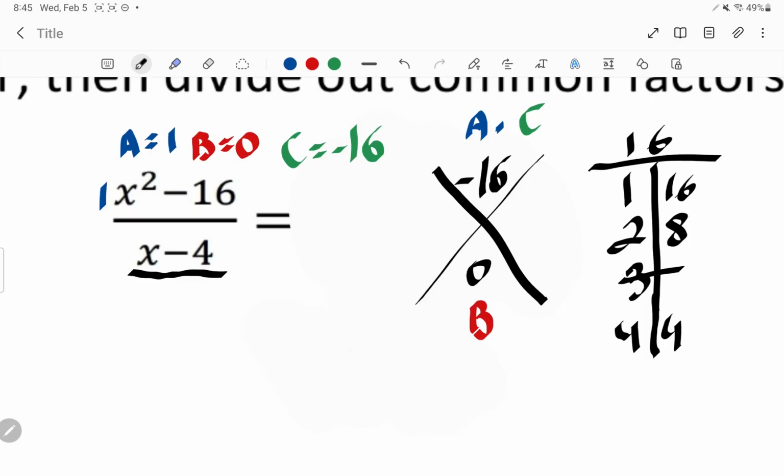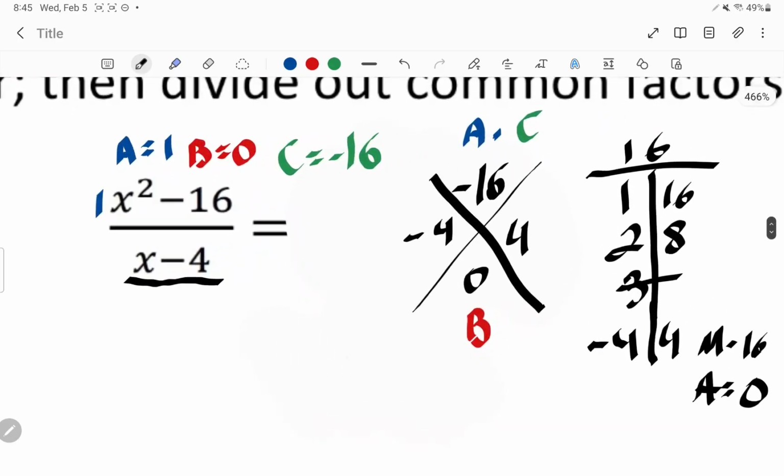Now, I need something that's going to give me negative 16 when multiplied, but also 0 if I add them. So guess what? I'm going to have to make one of them negative, because multiplying gives me negative 16, but if I add them, they give me 0. Okay, so that's the rule. So I know it's negative 4 and 4. Now, I also know that I do not have to divide by anything because this is 1. It has to be bigger than 1 for you to start dividing. So we don't have to divide.